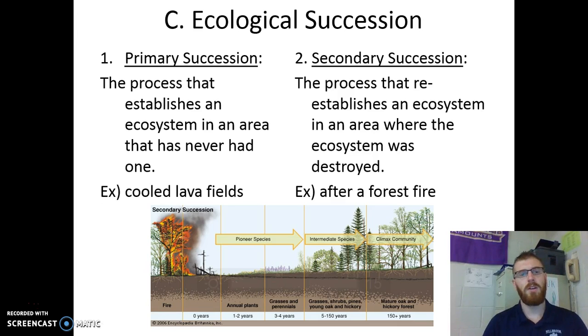Ecological succession is the introduction of new species after a disaster. You see primary succession that establishes primary producers such as lichens, mosses, things like that. Secondary succession is usually followed by basic plant life.